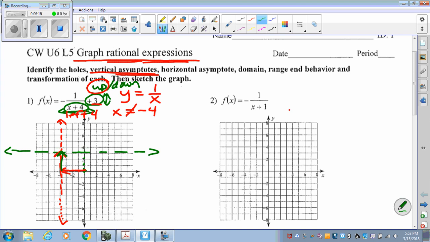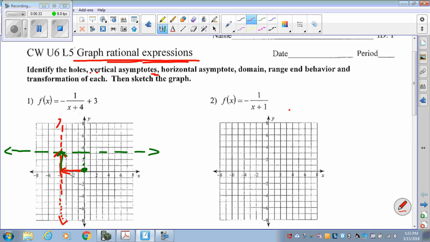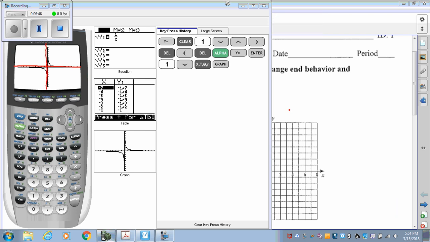Went up 3. Okay, so that was my new center, because the center was originally at 0, 0. If I look at just 1 over x, that graph, where they intersect, there's my horizontal asymptote, and here's my vertical asymptote. And where they intersect is at 0, 0.